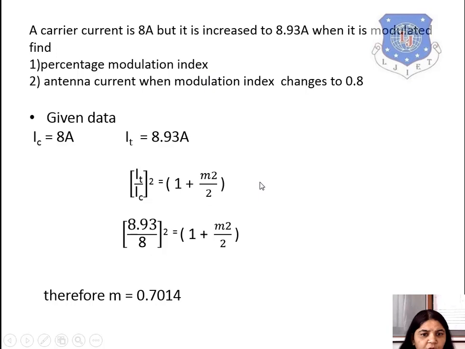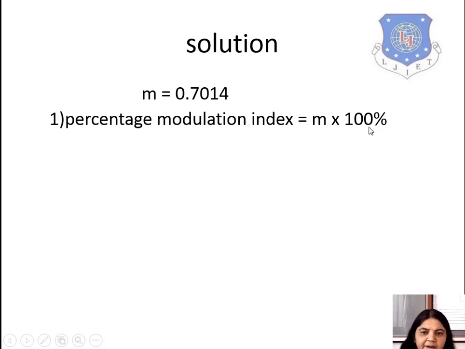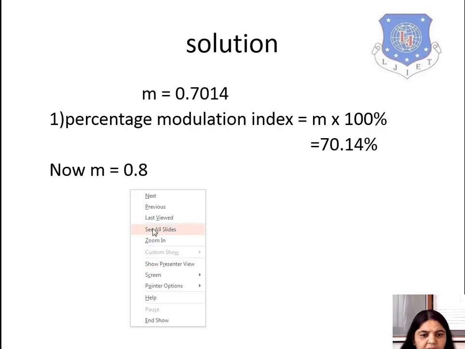I want to find out the percentage modulation index. The percentage modulation index is the small m multiplied by 100. So we have the small m value 0.7014 and multiplying it by 100, we have the value 70.14.